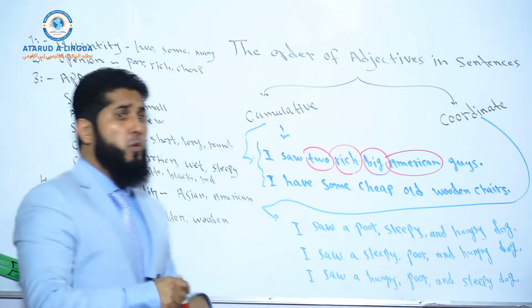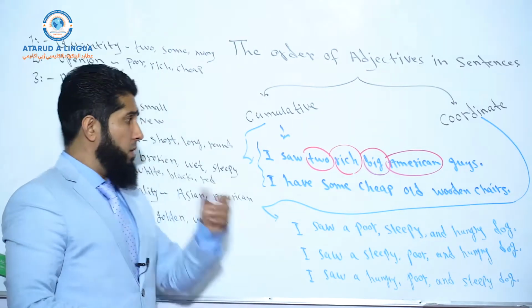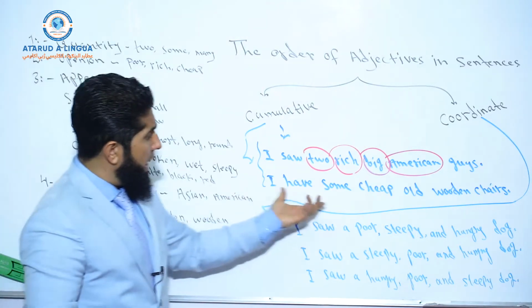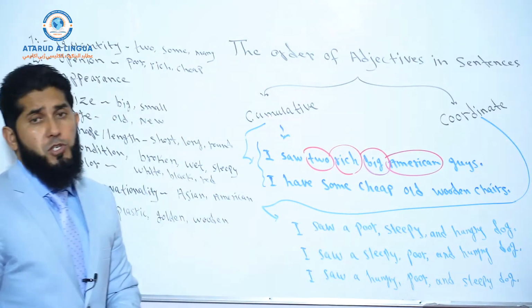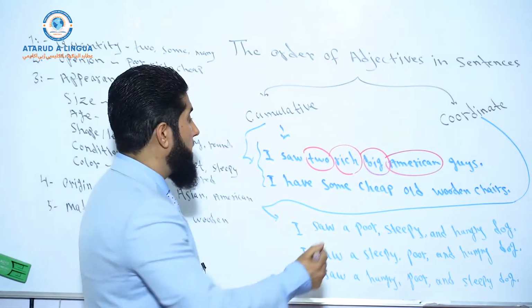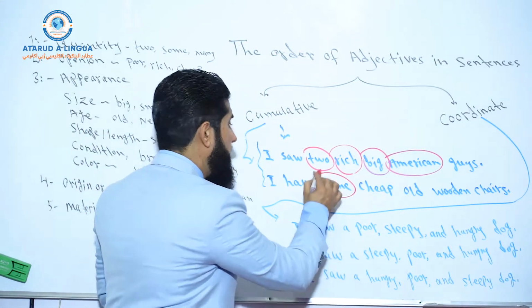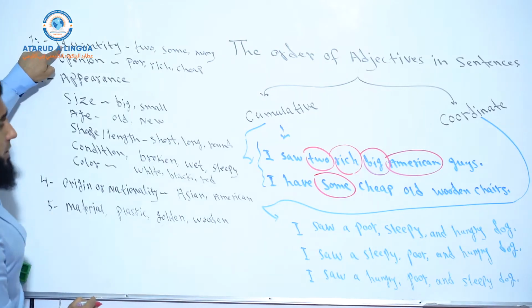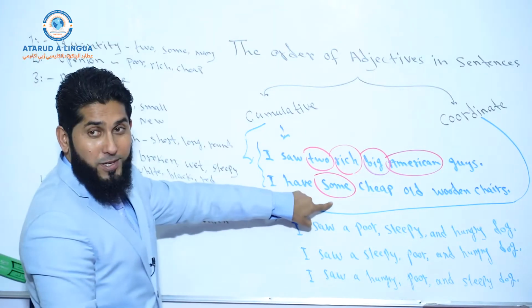So again, we want to talk about someone. We want to talk about a person or a thing. I have some cheap old wooden chairs. So what is the first adjective? Some. So here, look, what comes first? Quantity. So some shows quantity.